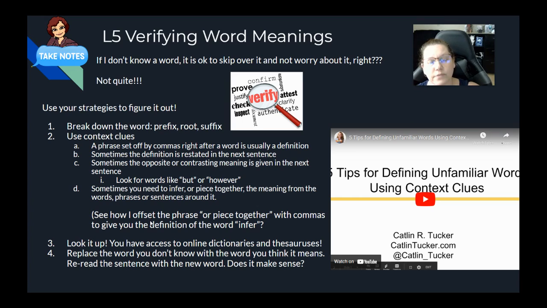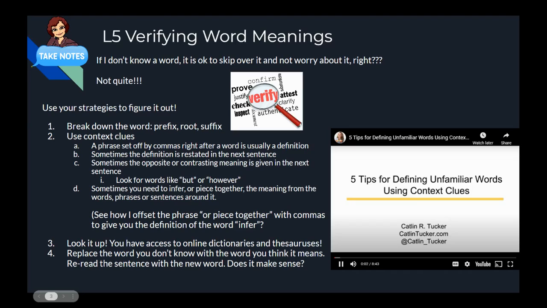Now, these are all the things that we watched yesterday in our video in yesterday's lesson, but we're going to watch a different video today with 5 tips to help you define unfamiliar words, or figure out what unfamiliar words mean. Hi, this is Tucker, and in this video, I am going to review 5 tips you can use to define unfamiliar words using context clues.